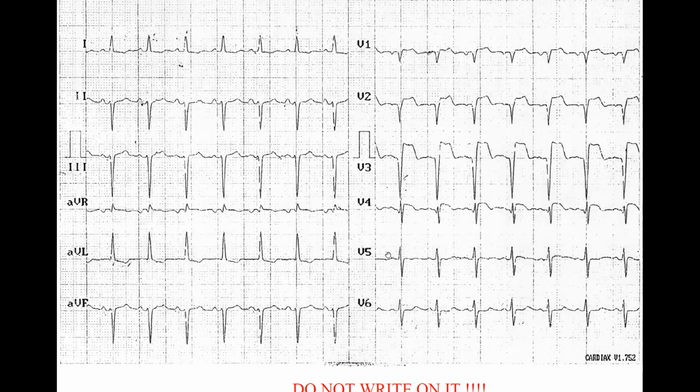Plus, look at V5, V6. What is the problem with V5, V6? I don't like this V5, V6. What could be the problem? The Q and R seem similar. The RS. Yes, the RS is similar. So S is too deep. What could be the reason why we have a very deep S wave in V5, V6?